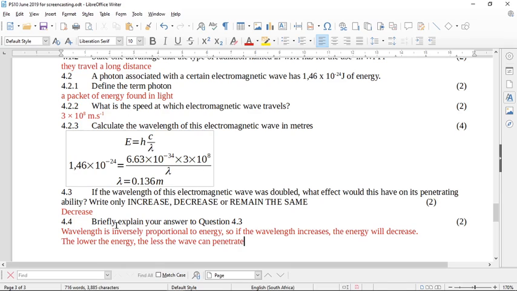So we have to say wavelength is inversely proportional to energy. So when the wavelength gets bigger, the energy gets smaller. But then we have to state, why is the energy important? We need to link our energy to the penetrating ability. So we must link the wavelength to the energy, and then link the energy to the penetrating ability. That would get you your full 2 marks, stating that with an increase in wavelength, there's a decrease in energy, and as soon as the energy decreases, the penetrating ability also decreases.